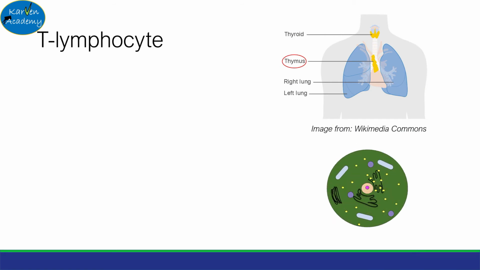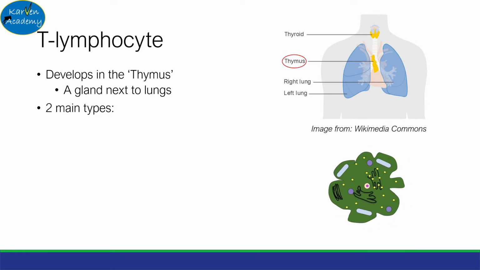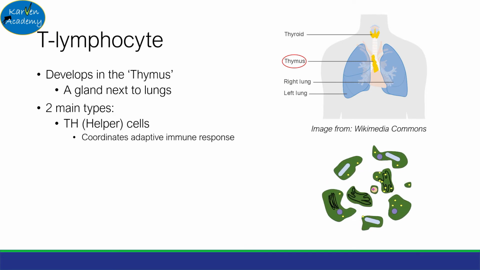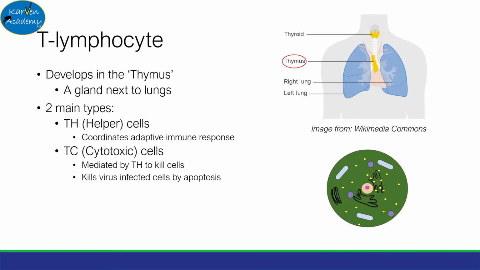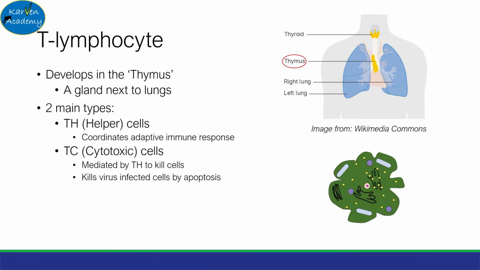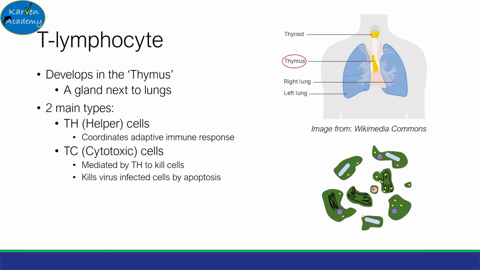The T lymphocyte is named as it develops in the gland known as the thymus, which is next to the lungs. There are two main types of T lymphocytes. First up are the T helper cells, which coordinate the adaptive immune responses, which we'll look at later in this video. And next up are cytotoxic T cells, which are mediated by T helper cells to kill cells. And they typically kill virus-infected cells via a process called apoptosis, as shown in the GIF here.